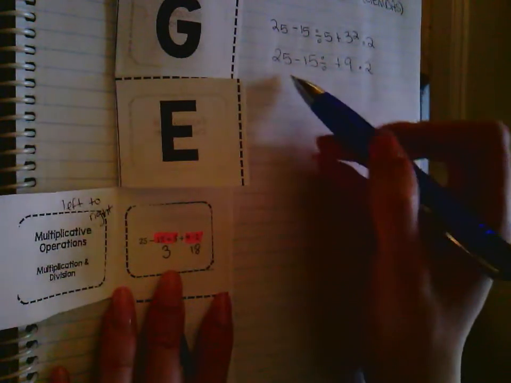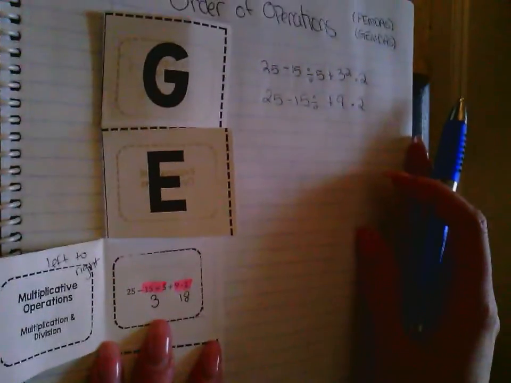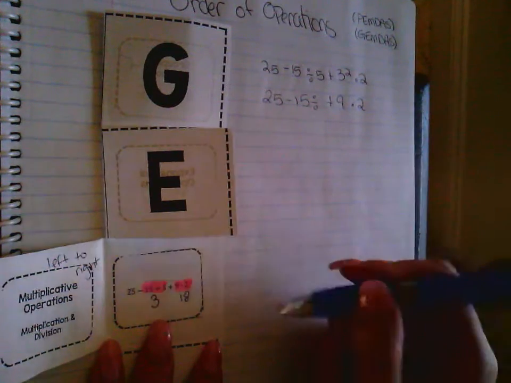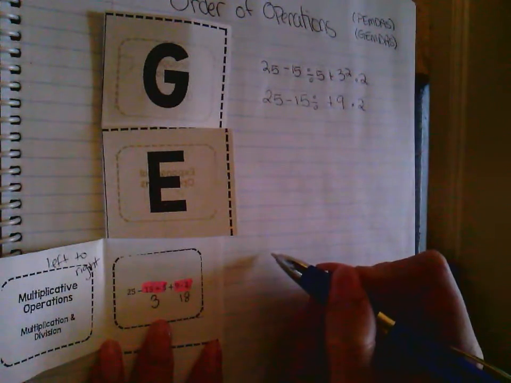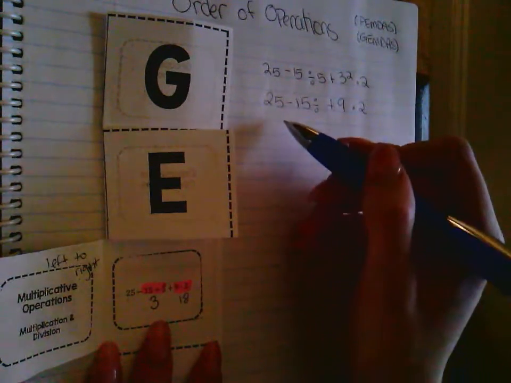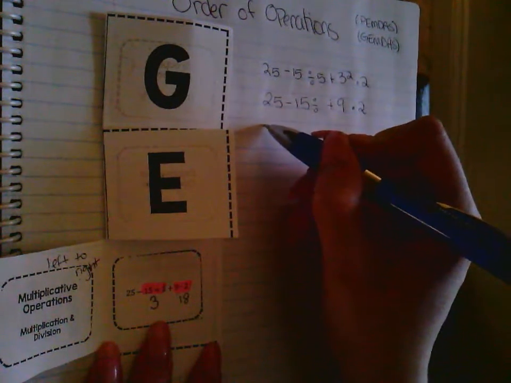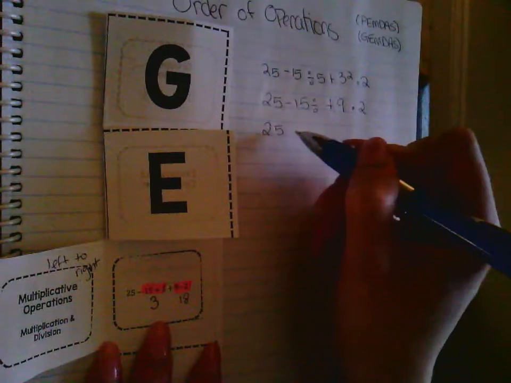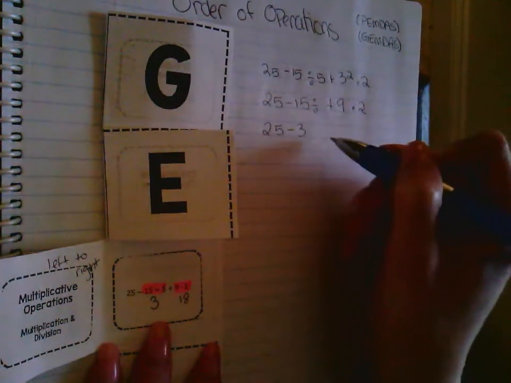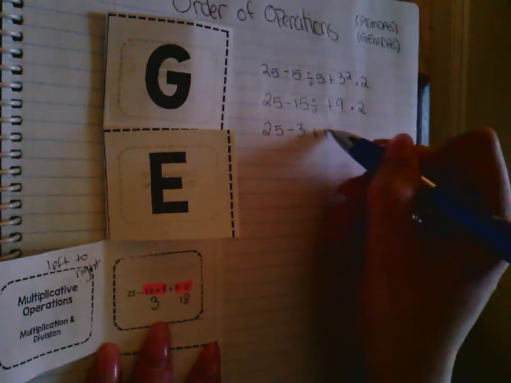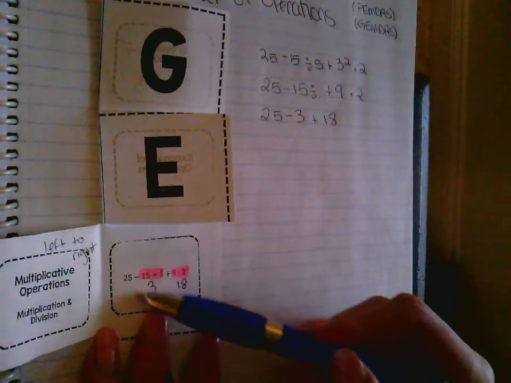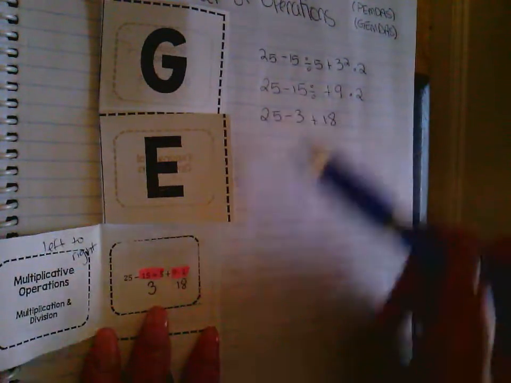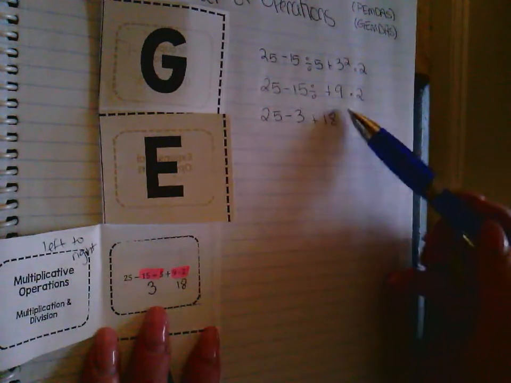So in my next line, we are still working over here. I'll bring it down a little bit lower. Actually, I'd rather keep it all together. So in this line, we're going to do 25 minus 3 plus 18. If everybody sees, the 3 came from the 15 divided by 5 here. The 18 came from the 9 times 2.